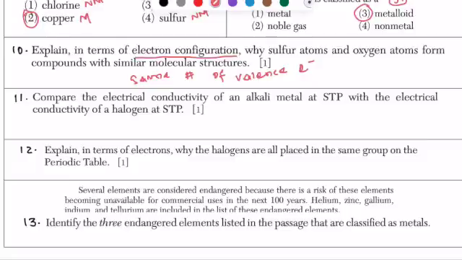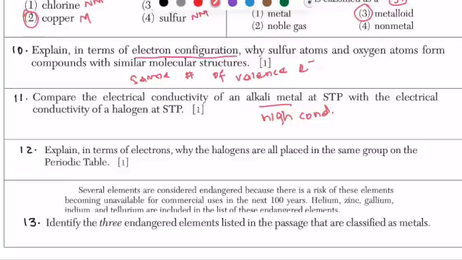For number 11, compare the electrical conductivity of an alkali metal with the electrical conductivity of a halogen. So we do know from our prior knowledge that metals have a higher conductivity, and that is because metals have the sea of electrons, the free-flowing electrons between the cations that allow for the conduction of electricity. So don't forget the sea of electrons in metals.